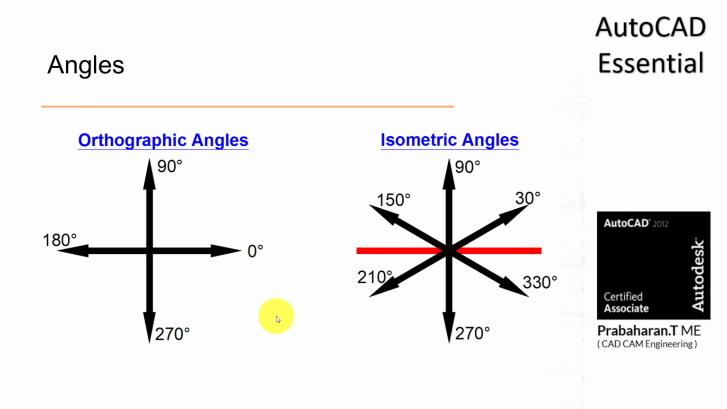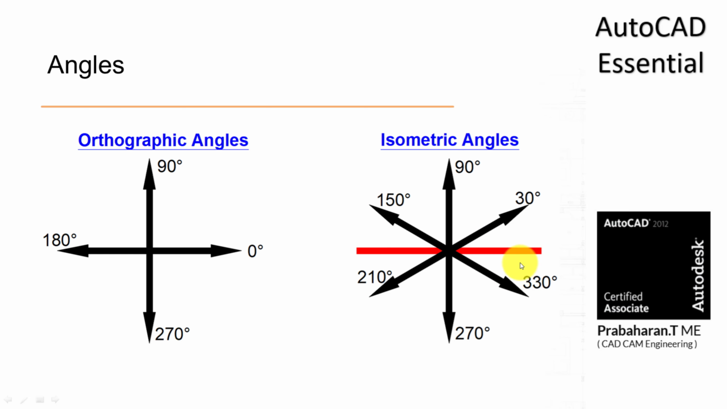So we are going to follow some angles. This is called orthographic angle. We know 0, 90, 180, 270. In orthographic projections, all the lines will come along X, Y, Z only. Now in isometric, we are not going to use this 0 degree and 180 degree. Instead of the x-axis line, we are going to draw some inclined line in the direction of 30 degrees from the x-axis. So I can say 30, 150, 210, 330 are the additional angles we are going to use in isometric.